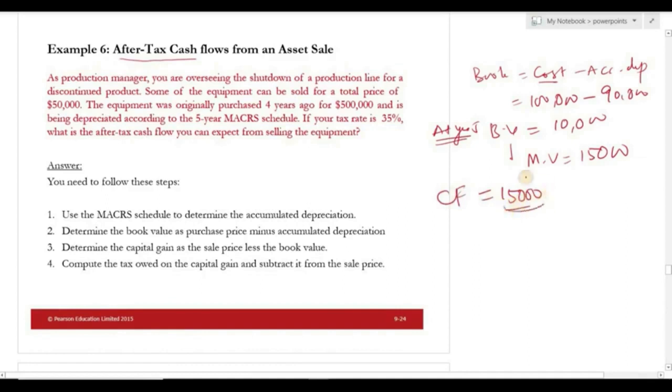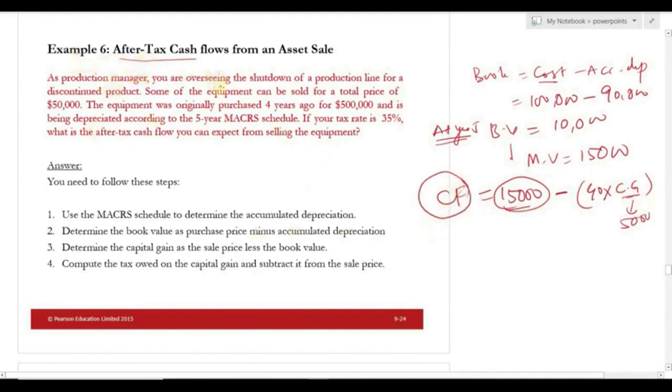After that you are going to pay tax on this one. How do you pay? You subtract it. And how do you pay the tax rate? Tax rate would be 40% multiplied by capital gain. Capital gain was how much? 5,000. Okay, so then you will subtract this one, and this will be your cash inflow at the last year. Okay, let's see this example.